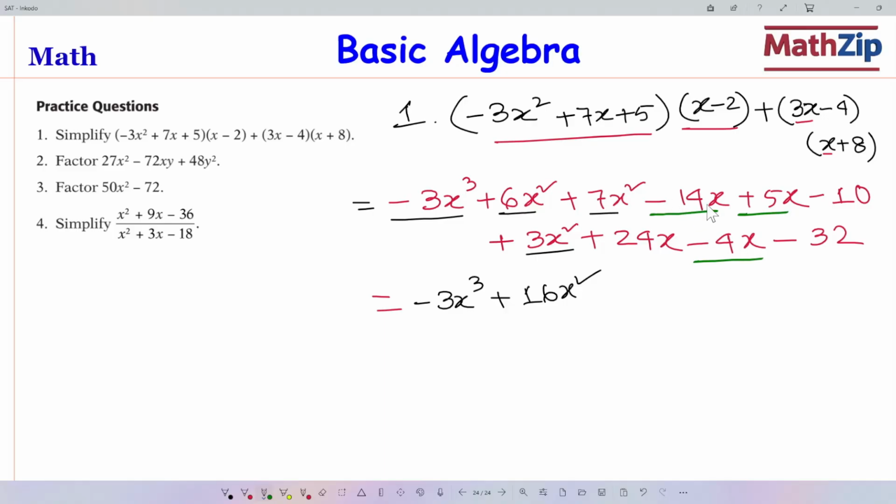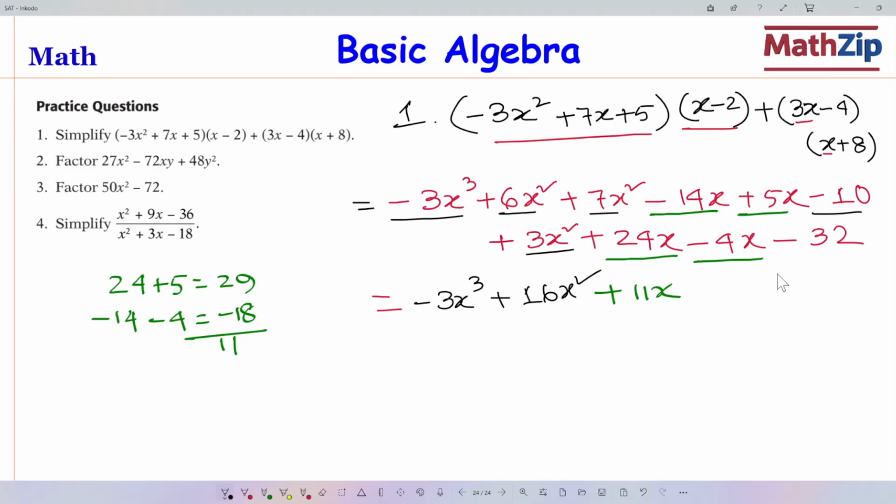So minus 14x, here is another x which is plus 24x. So 24 plus 5 equals 29. This is positive. And minus 14, another minus 4, it will be minus 18. So finally it will be 11, it means plus 11x, right? And then minus 10 and minus 32. So it will be minus 42.